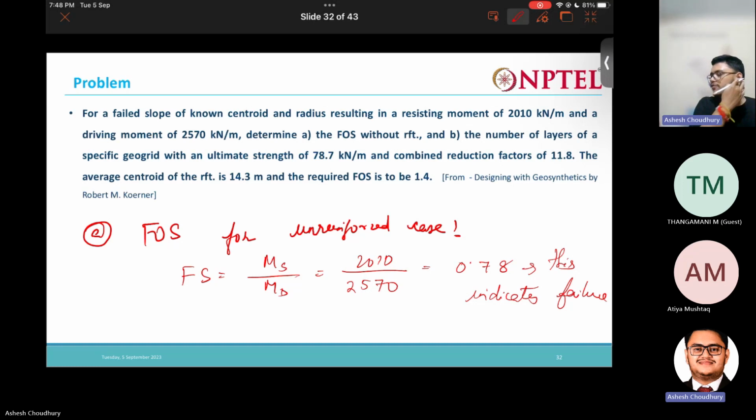Now we need to reinforce the slope, and we need to ensure that after reinforcement, the factor of safety changes to 1.4. Right? For that reason, we need to determine the number of layers of reinforcement that we need to put so that our factor of safety changes to 1.4.